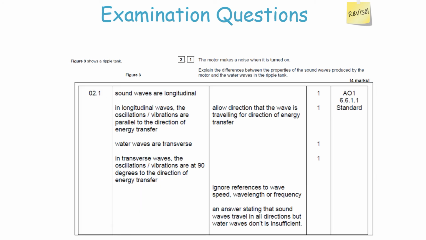And it does. So once again, sound waves are longitudinal. Give the definition of longitudinal. So longitudinal waves are when oscillations or vibrations are parallel to the direction of energy transfer. Again, remember to say what's parallel with what. And then water waves are transverse. In transverse waves, the oscillations are at 90 degrees or at right angles to the direction of energy transfer. Again, always remember sound waves are the only really major longitudinal wave you cover in GCSE.